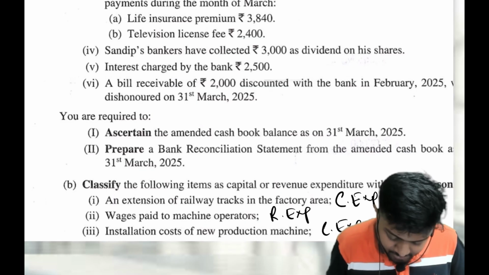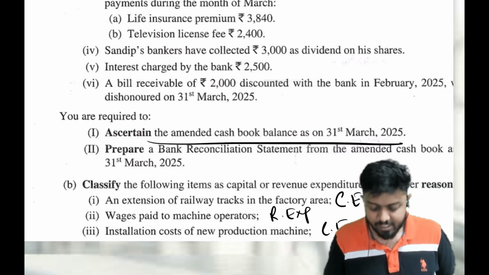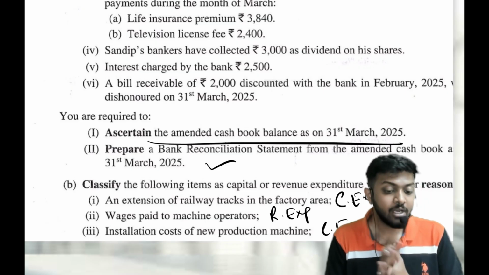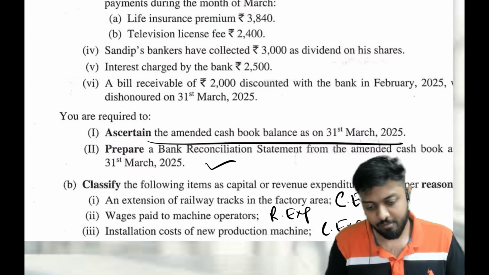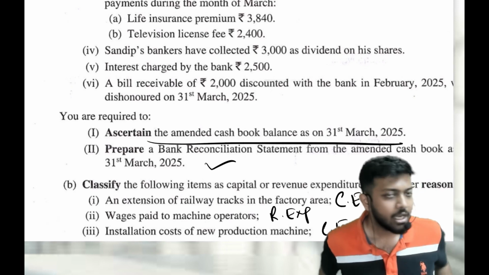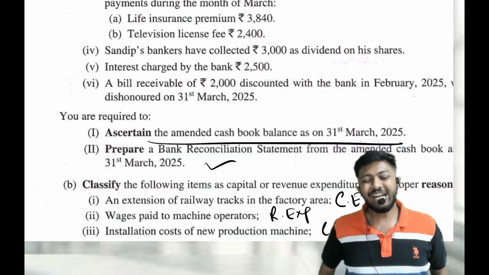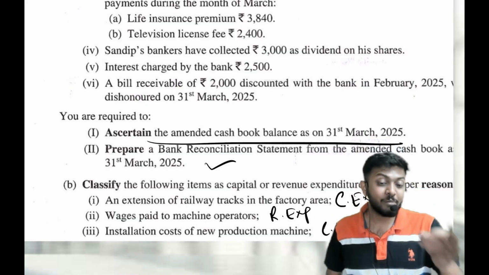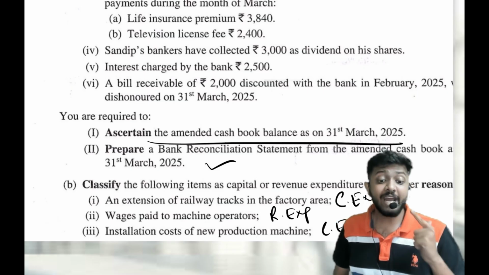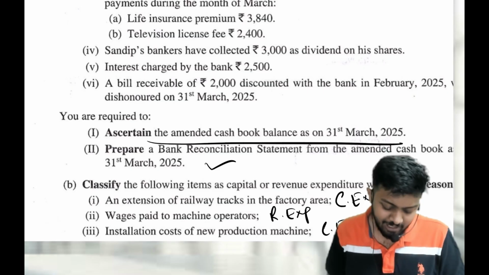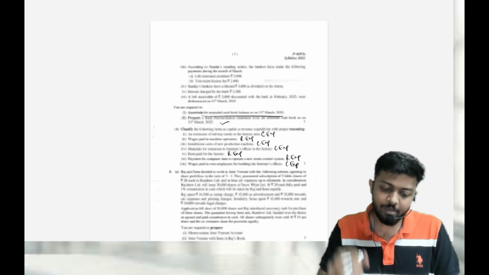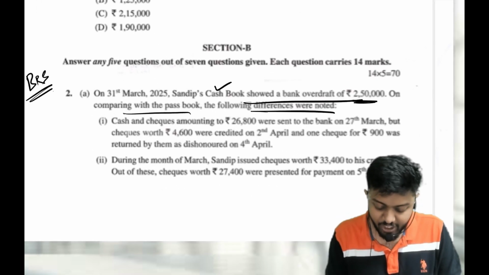You are supposed to ascertain the amended cash book balance on 31st March 2025 and then also prepare BRS. We discussed, no, when will the amended cash book come? Anything which we can rectify, we'll rectify those error differences in the cash book only. Only the remaining we will correct in BRS. Generally we know only 3 items will come in your BRS: cheques issued but not presented, cheques received but not deposited, and errors made by bank. These 3 things will generally come. So let's first classify which will be corrected in ACB and which will be mentioned in BRS.